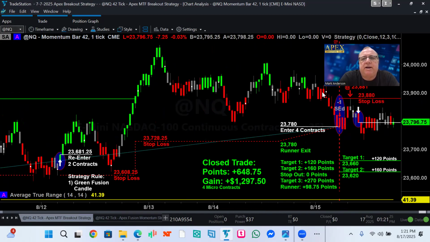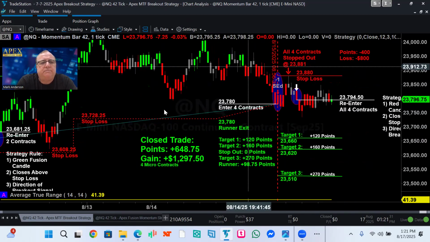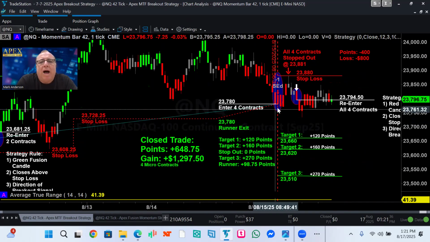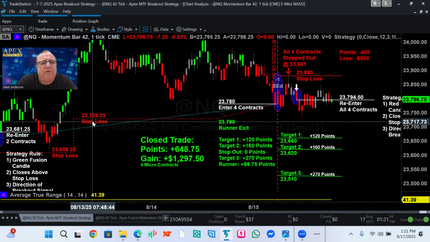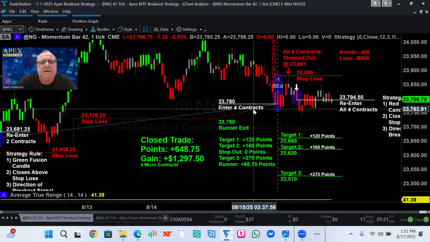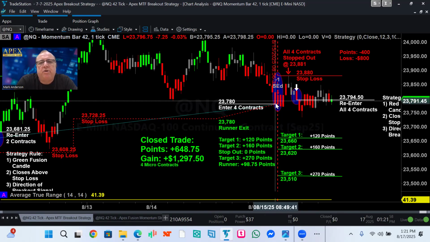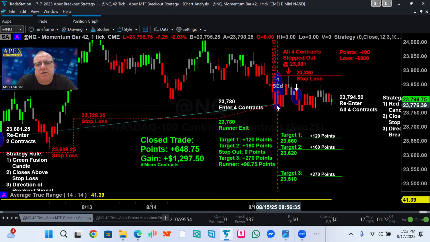Let me move this out of the way here. Now obviously, our stop loss is down here at 728 for the runner. But look what happens. Why did we close that fourth one a little bit higher at 23,780 and not wait for the 728? See that dotted line? We closed it here. Why is that? Well, look at what we got. We got a breakout signal in the other direction. When we do that, we close out all trades. So the fourth runner gets closed out here at 23,780, and now we're heading the other direction with four contracts.